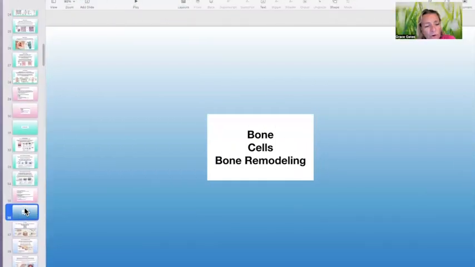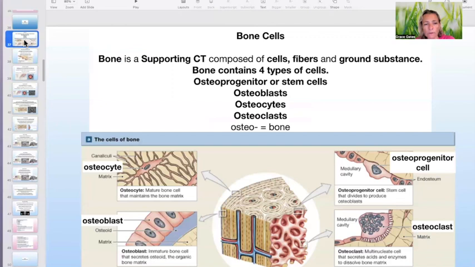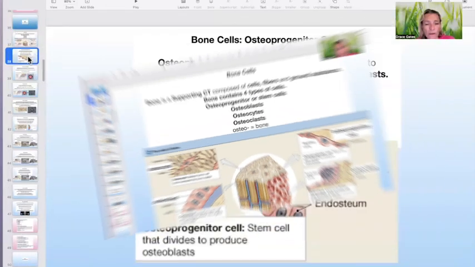So that was cartilage. Now, let's talk about bone. Bone is a supporting connective tissue, so it is composed of cells, fibers, and ground substance. It contains four types of cells that we have to learn about: osteoprogenitor cells, which are the stem cells in bone, osteoblasts, osteocytes, and osteoclasts. Osteo, as you may have guessed, means bone.